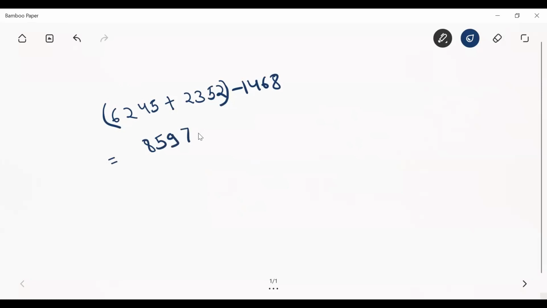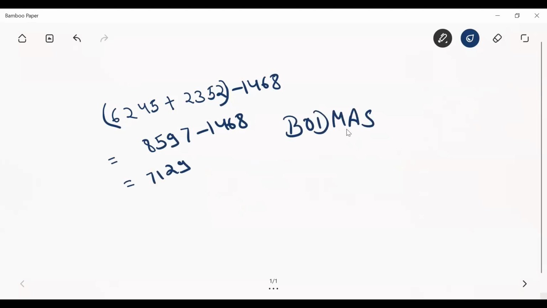When you are getting addition and subtraction together, suppose the number is 6245 plus 2352 minus 1468. How will you do this type? Ma'am, the first number is always adding. You will add the first two numbers, and from the answer we get, we have to subtract. Then you will subtract and you will get 7,129.